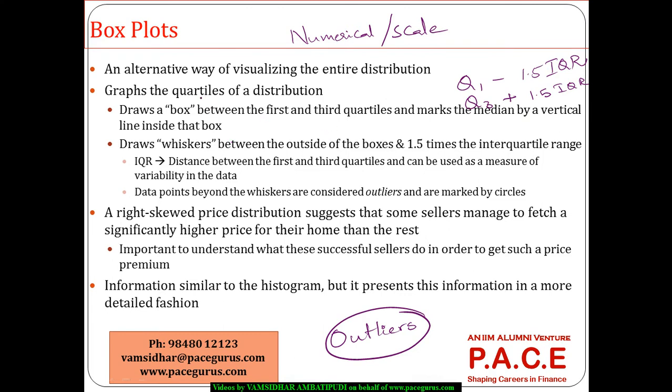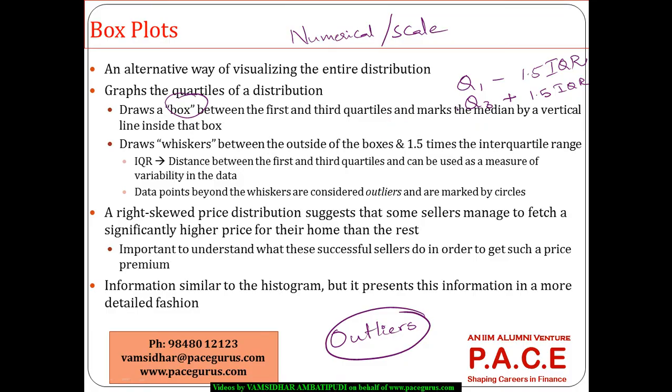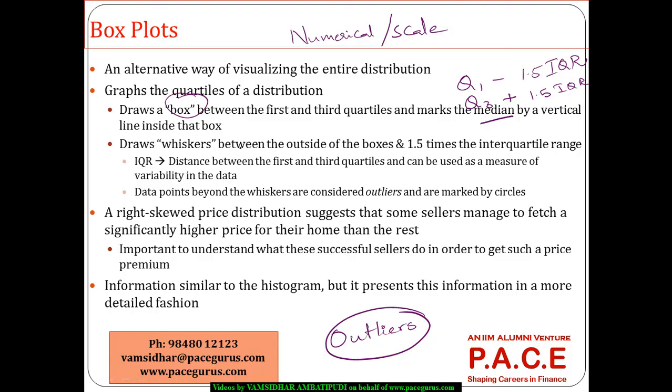Now let me read through this. It draws a box between the first and the third quartiles. Here, this is the box, first and third quartiles. It marks the median by a line inside that box. Sometimes this is drawn vertically and sometimes horizontally; in different tools it is drawn in a different way. But whatever it is, this box represents quartile 1 and quartile 3, and the middle line inside it indicates the median.